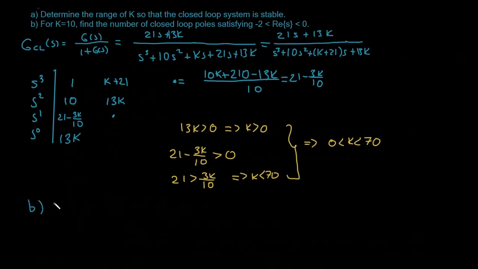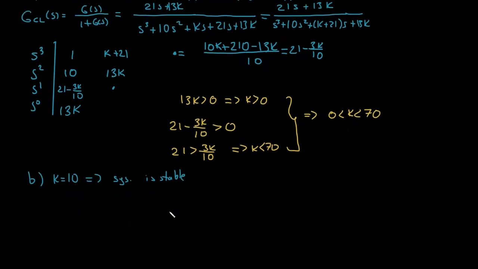So in part B, k is equal to 10, and it says to find the number of closed-loop poles satisfying the condition that -2 is less than the real part of s, which is less than 0. First of all, when k is equal to 10, it's a value between 0 and 70, so we found that the system is stable, which means that all poles are in the open left-half plane.